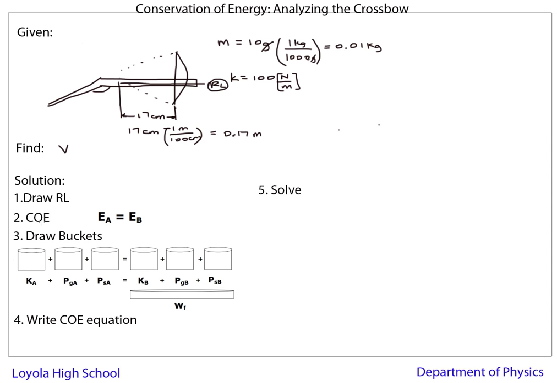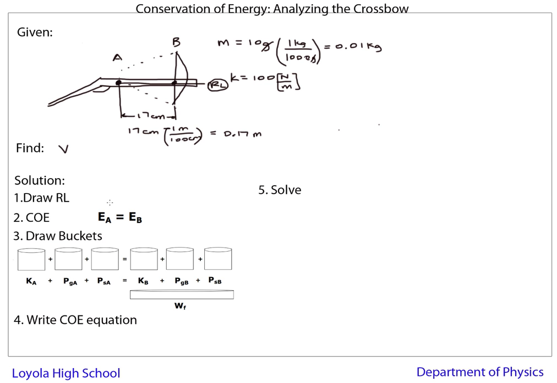Step 2, I state the law of conservation of energy. I say energy at point A equals energy at point B. And that's more than stating that. I clearly identify which points that is on my diagram. So I'm going to analyze the motion from the fully cocked back position here at point A, so I'm going to label that as A, to where the crossbow string is uncompressed, point B. So I'm going to analyze this interval, A to B, right there.